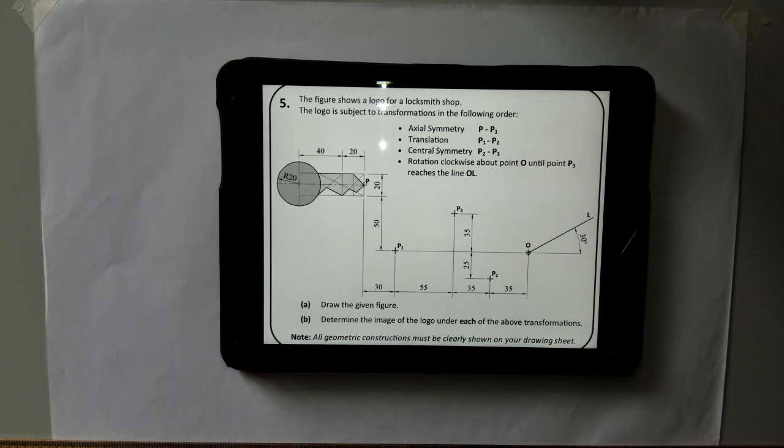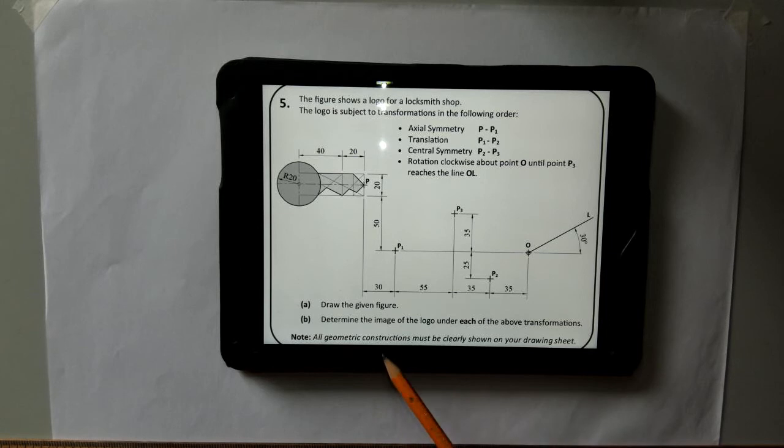It says the figure shows a logo for a locksmith shop. The logo is subject to transformations in the following order. Axial symmetry from P to P1, translation from P1 to P2, central symmetry from P2 to P3, and then rotation clockwise about point O until point P3 reaches the line OL.